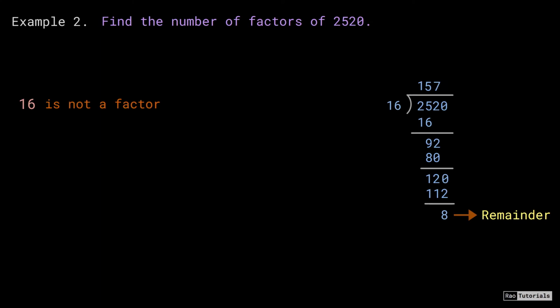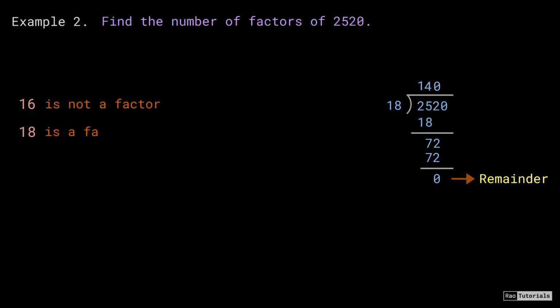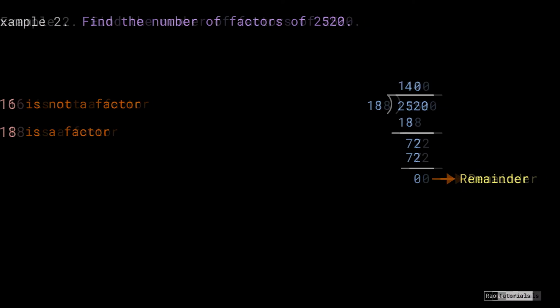Let us take another number, say 18, and divide 2520 by it. This time the remainder is 0, that is, 18 perfectly divides 2520 and so is one of the divisors that we want. To understand why 16 isn't and 18 is a factor of 2520, or why 18 perfectly divides 2520 leaving no remainder, we need to recall the concept of prime and composite numbers.